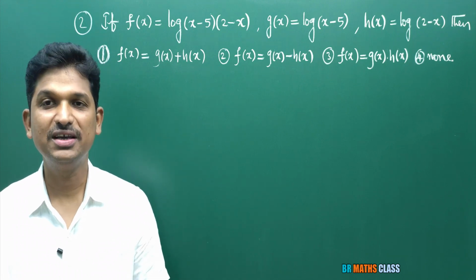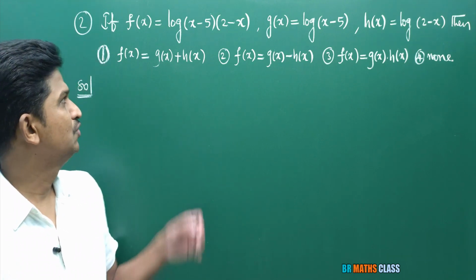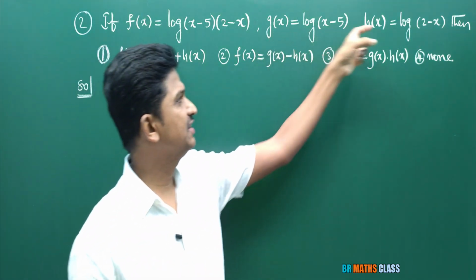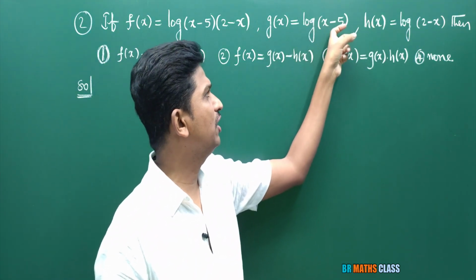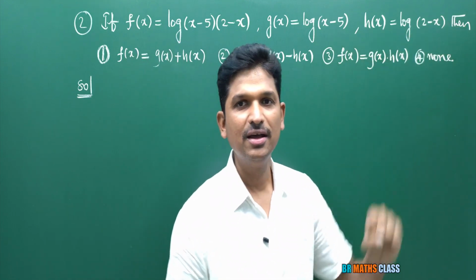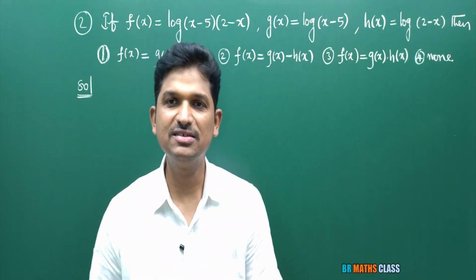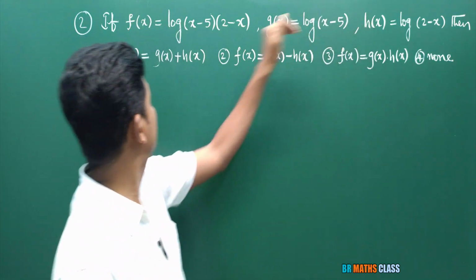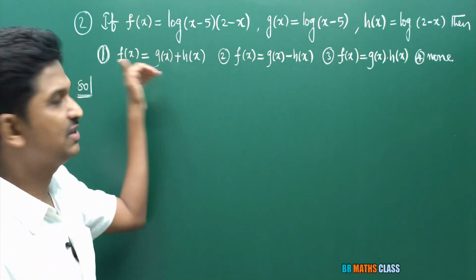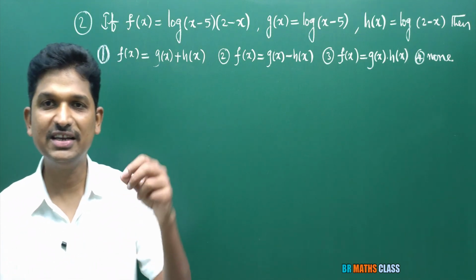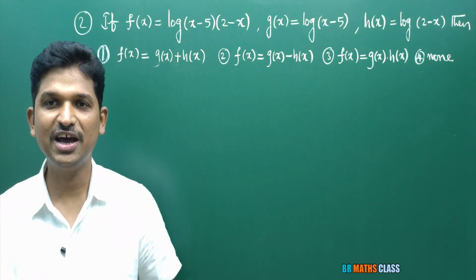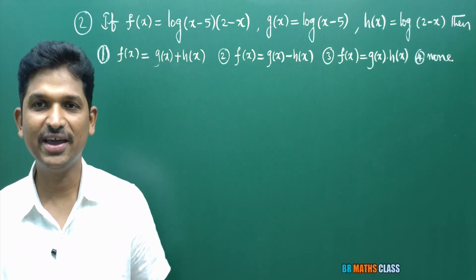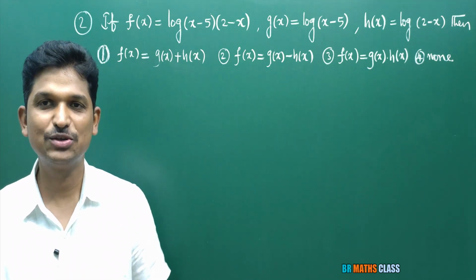So what is the mistake that students generally make? You see here, this g of x plus h of x is there. When they do g of x plus h of x, it comes like log m plus log n. Log m plus log n is log mn. So they'll think that yes, g of x plus h of x is f of x. So the first option is the right option, and they'll take that first option and feel very happy. But unfortunately, that is the wrong answer. Why? All those things I'll explain in this solution.